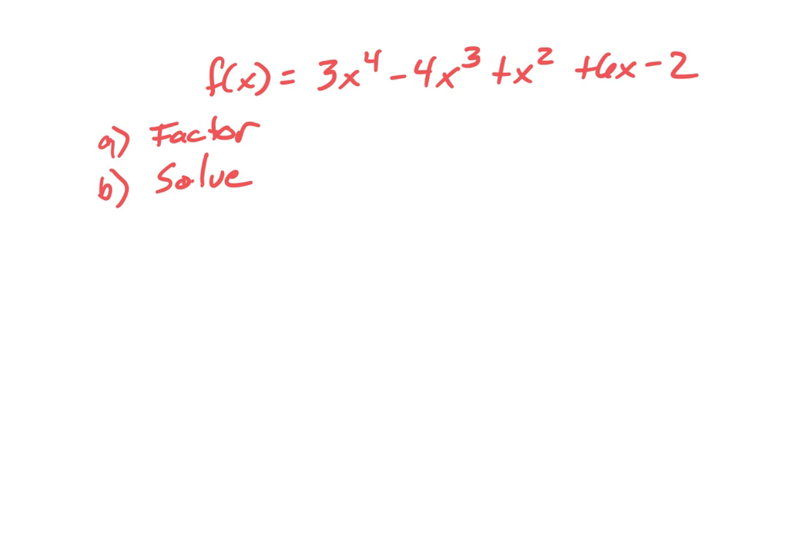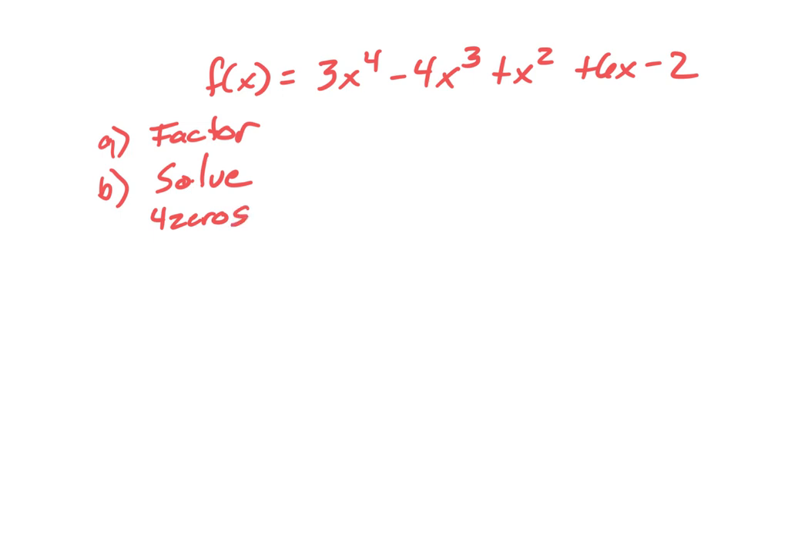Factor and solve. Factor means we want to write it as x plus 1, x minus 2, whatever the factors are. Solve means where does it cross the x-axis, or what are our 4 zeros that we have to account for. Somehow we have to account for 4 zeros. So I'm going to write that down right here. We have 4 zeros that need to somehow be accounted for.